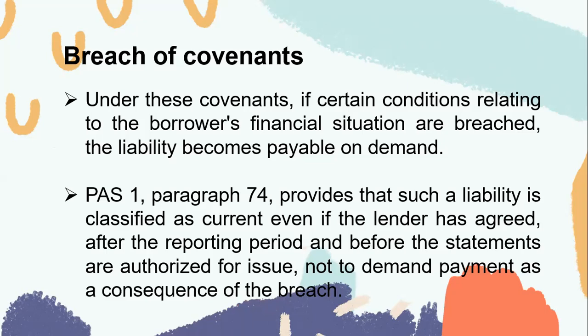So next, ate. Regarding breach of contract, as a general rule, if there is a breach of contract, it automatically becomes current, payable on demand. Let's say, for example, there is a settlement before the reporting period, only then can it be classified as a long-term liability. But if it happens after the reporting period, it is a current liability right away.